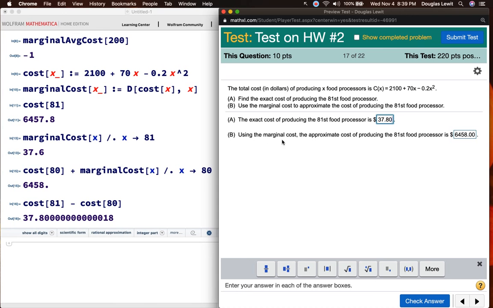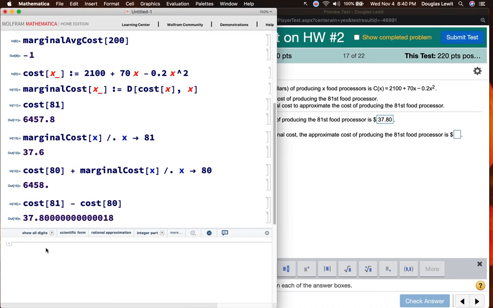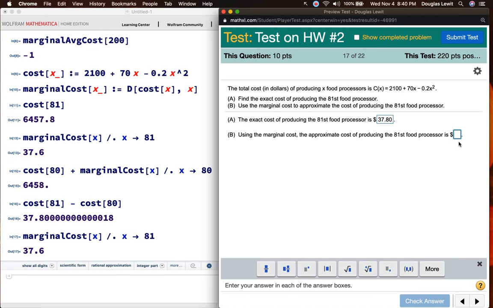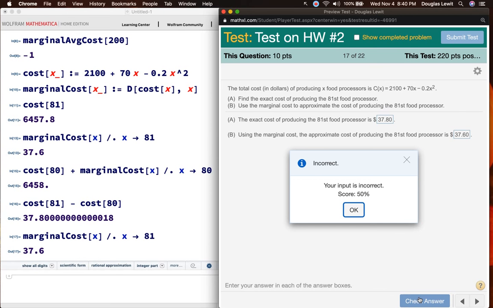Using the marginal cost, the approximate cost of producing the 81st food processor is going to be, this is where we have to use the derivative. So the marginal cost of X, where X is replaced with 81, is given by $37.60. Let's see if Pearson agrees with my answers. Okay, so this time Pearson agrees with one of them and not the other.